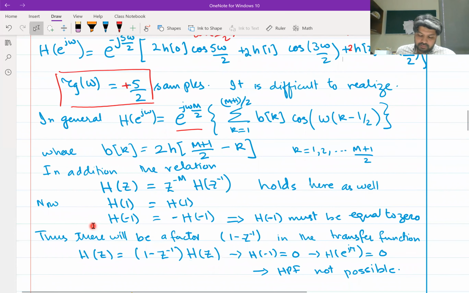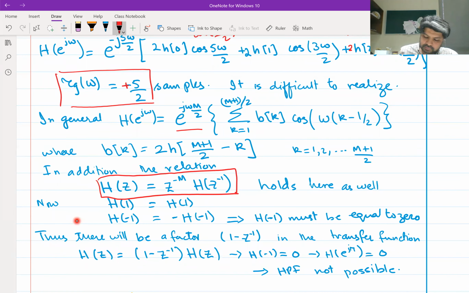In addition, this formula जो कि हमने टाइप 1 के लिए ड्रॉ किया था, क्योंकि ये भी इवन सिमेट्रिक है, ठीक है, so this would still hold here, ठीक है। Now what would be your h of 1? h of 1 would be 1 to the power minus m would be 1, or 1 over 1 would also be 1, so h of 1 is equal to h of 1.